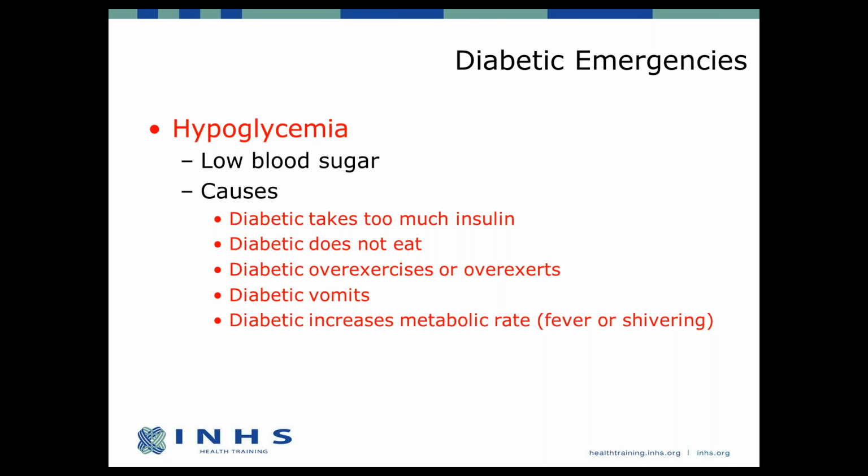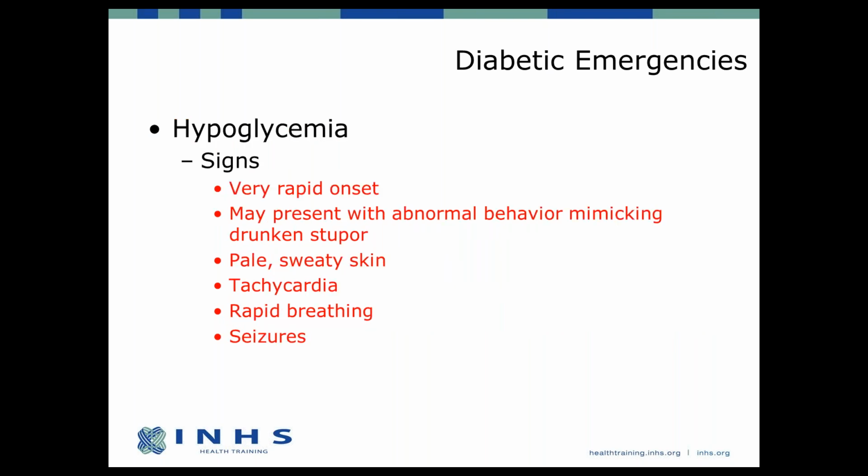Okay? Some of the causes: they take too much insulin, don't eat, overexert, overexercise, or they get sick, with nausea, vomiting, not feeling good. Those all cause issues. Okay? Here are our signs and symptoms. The big dead giveaway with most of our hypoglycemic patients is the rapid onset. We're talking about minutes to 30 minutes, 20 minutes, something along those lines.